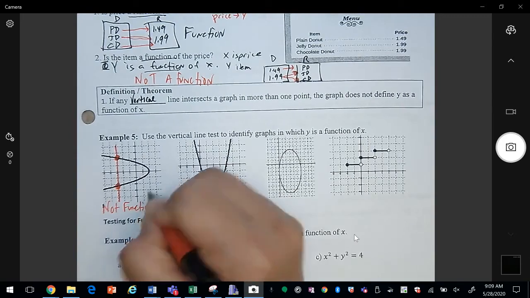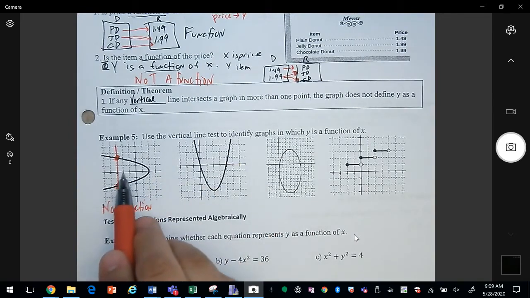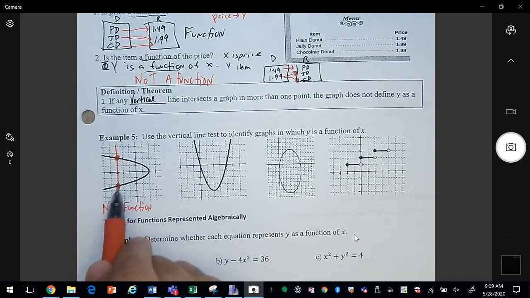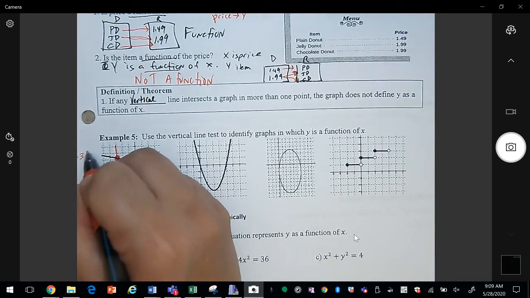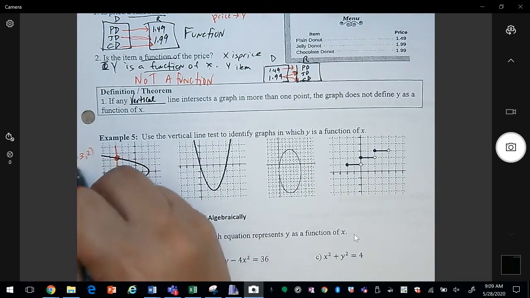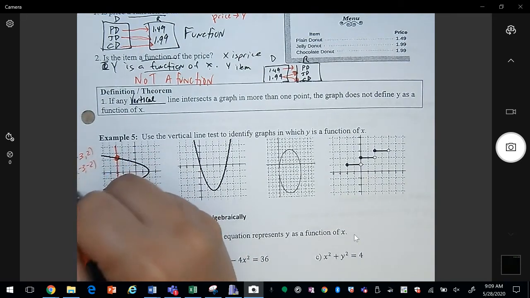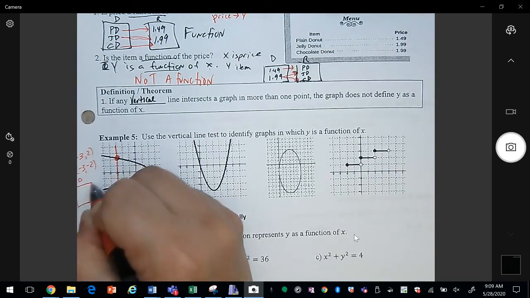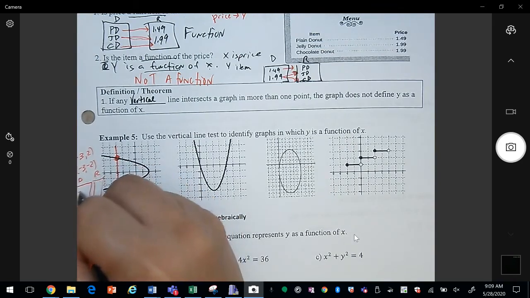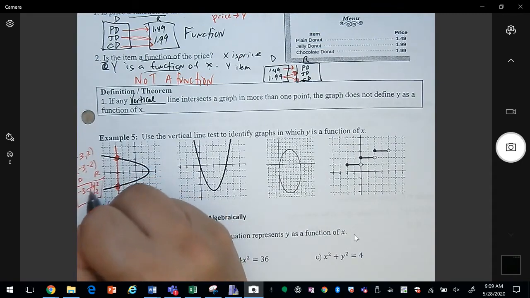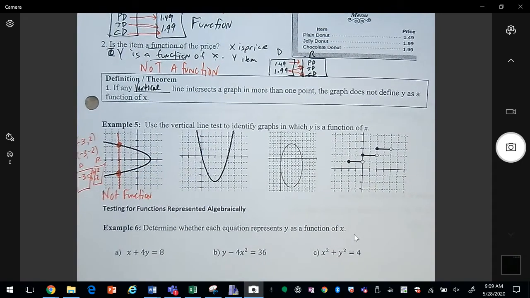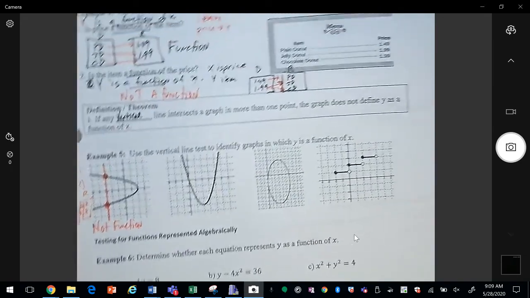Why? Because, for example, here you have that in -3, the output is 2, or -3, the output is -2. So what we're saying here is this point here is (-3, 2), and this point is (-3, -2). So if you were to make a table, you have -3 going to 2 and -2. -3 is going to two different places, and that's going to cause it not to be a function.